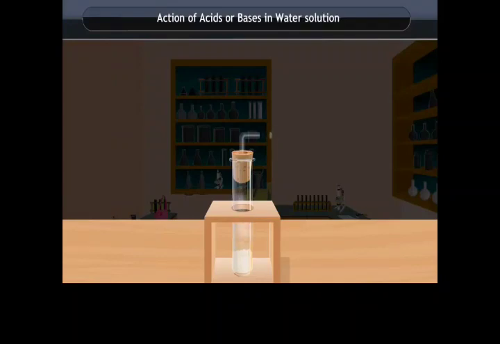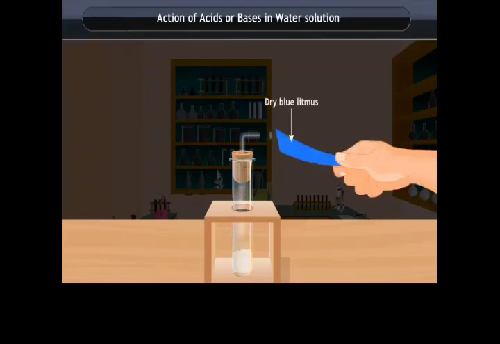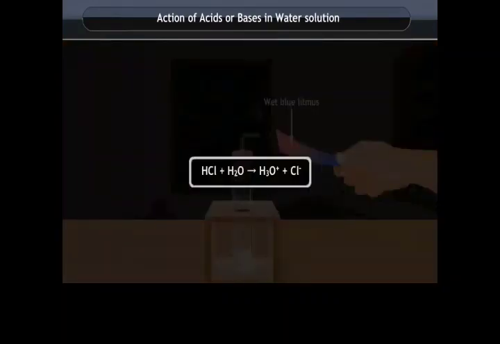Test the gas evolved successively with dry and wet blue litmus paper. The dry litmus paper does not change color, while the wet blue litmus paper turns red. This experiment suggests that the hydrogen ions in HCl are produced in the presence of water. The separation of hydronium ions from HCl molecules cannot occur in the absence of water.